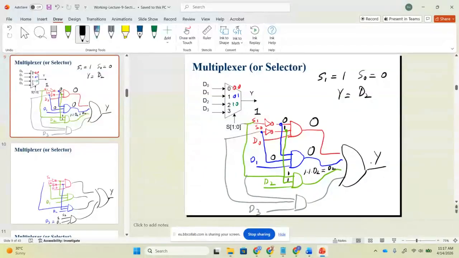Now look at the last thing. S1 is now 1. What about S0? S0 is 0, so 1.0.D3. So what will be the output? 0. So if you look at this Y, it is actually 0 plus 0 plus D2 plus 0, which is actually D2, and now Y is D2.